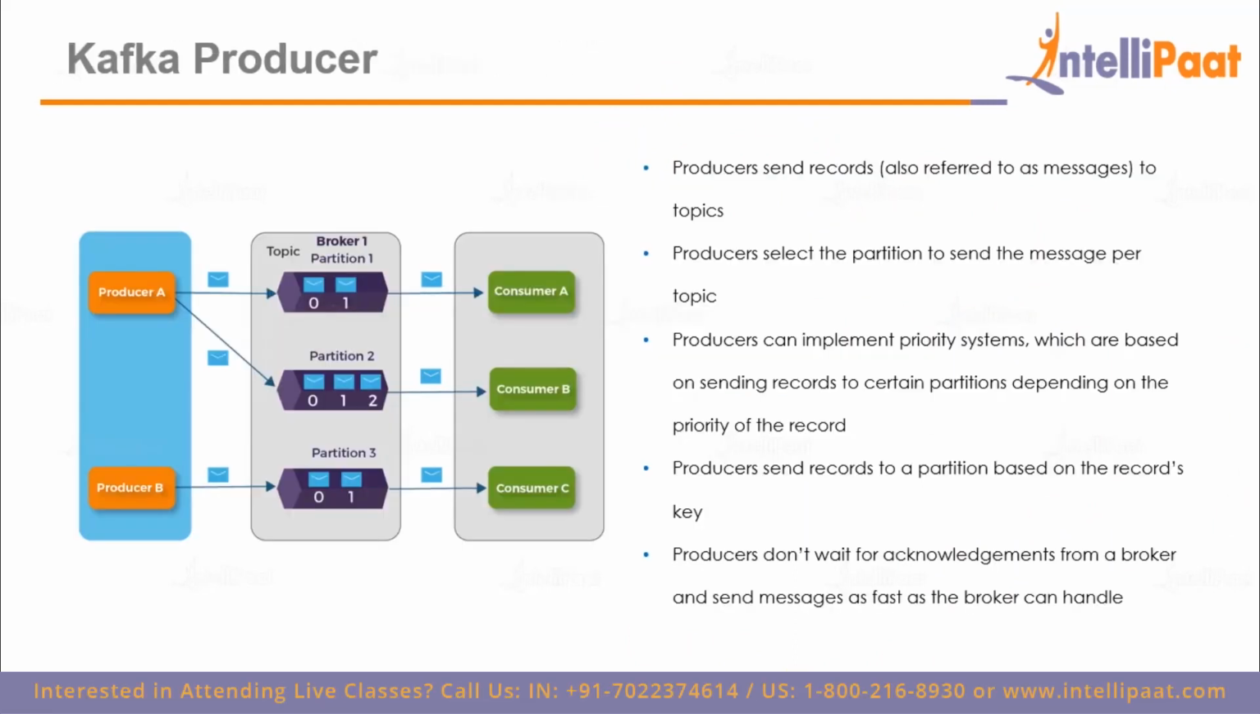Now let's understand the workflow of a Kafka producer. Producers send records to the topics. These records are nothing but the messages which are sent as topics to the broker. Producers select the partition to send the message per topic. These are randomly selected, and producers just select one particular partition to send one particular message per topic. Producers can also implement priority systems which are based on sending records to certain partitions depending on the priority of the record, and they send these records to a partition based on the record's key.